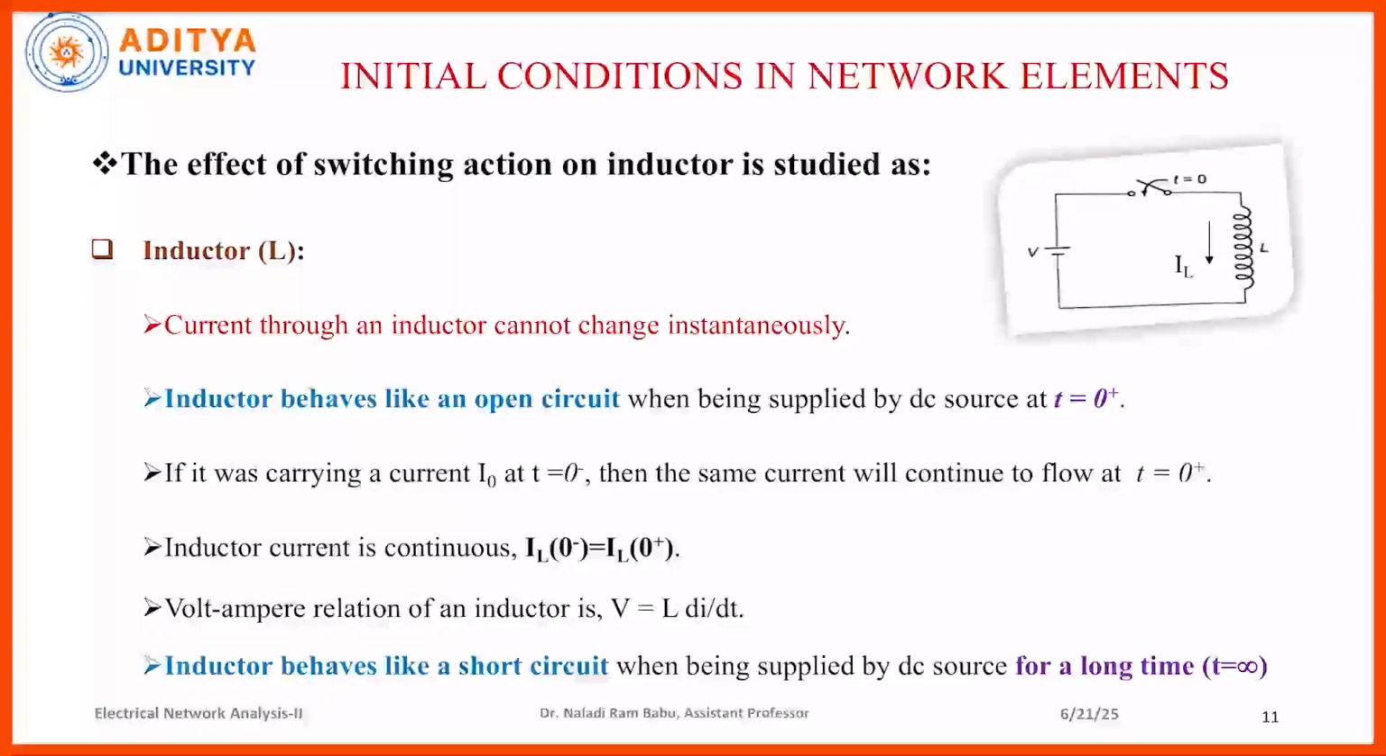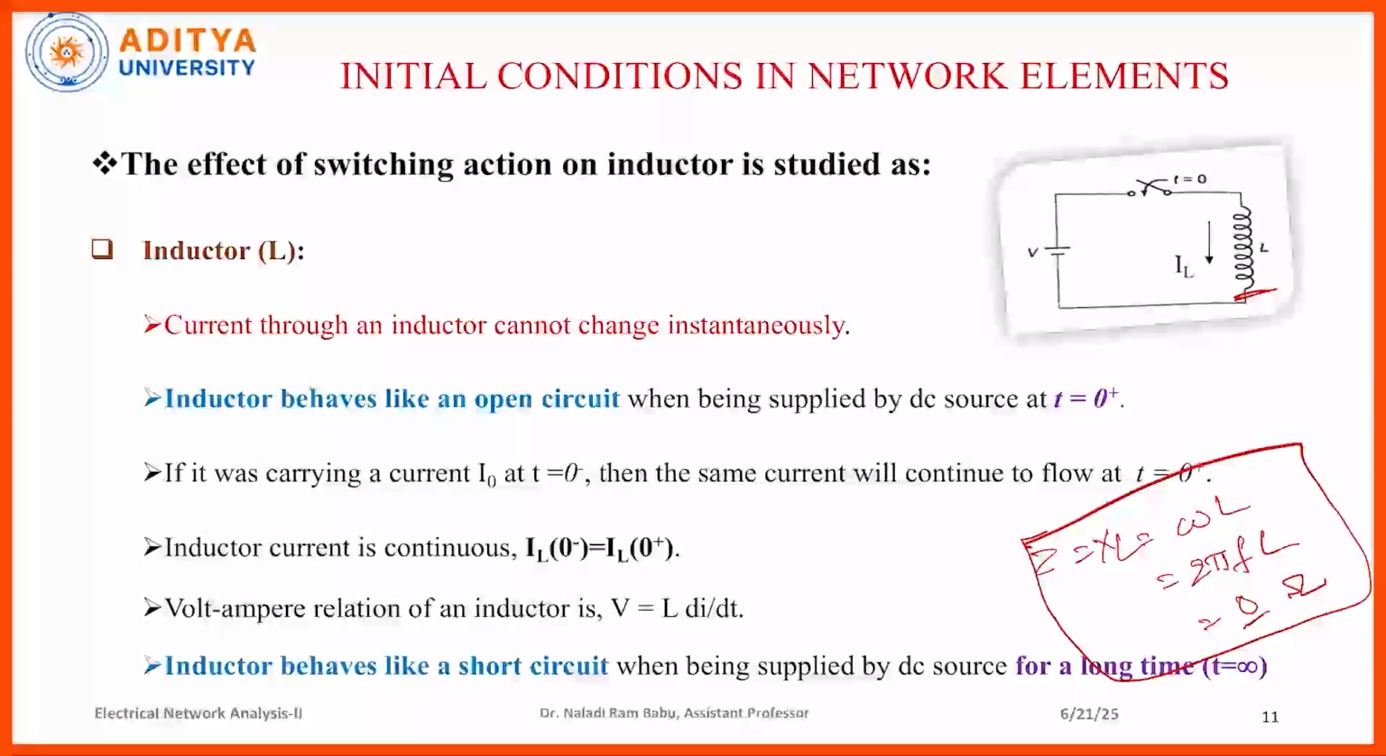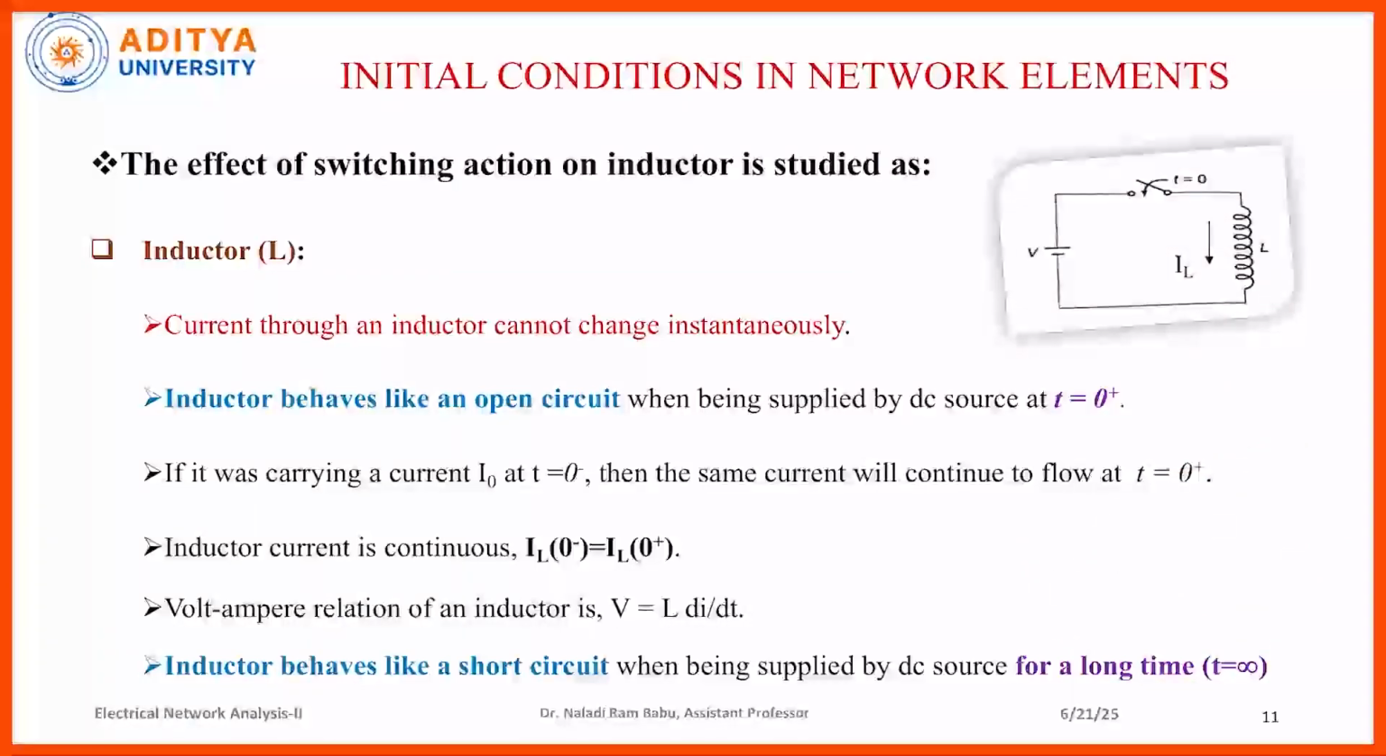Now we will move on to the inductor. As I told earlier, the inductor does not allow any sudden change in current. Also, the inductor impedance is given by Z is equal to XL, XL meaning omega L, omega L meaning 2 pi f into L. In DC, the inductor frequency f is 0. That means the inductive reactance will be 0 ohm. But depending upon its condition, it contains some internal resistance, so we will be considering that part also.